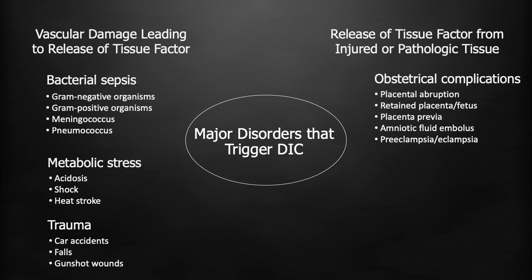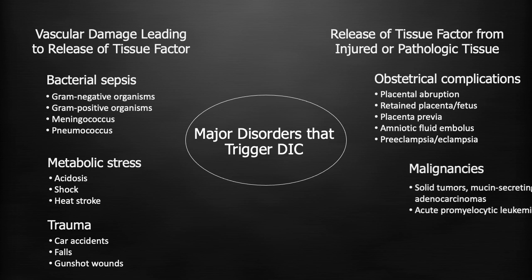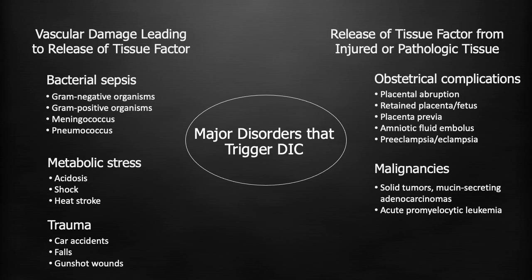In addition, procoagulant material can be released in certain malignant conditions like mucin-secreting adenocarcinomas and acute promyelocytic leukemia. Other medical conditions like severe burns can also cause DIC. As you can see, there are various triggers of DIC.